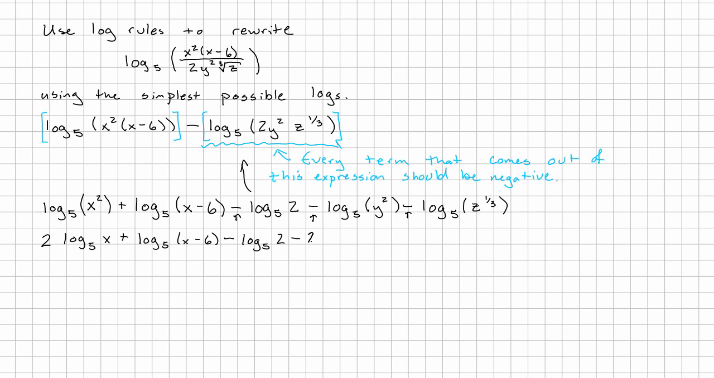Here we have a y squared. That becomes 2 times the log of y. Here we have a 1/3 power. We pull that out as well. And there we go. Our expression is rewritten in terms of the simplest possible logs.